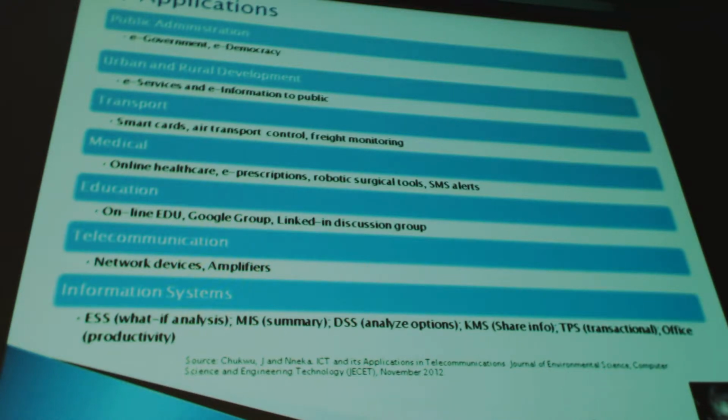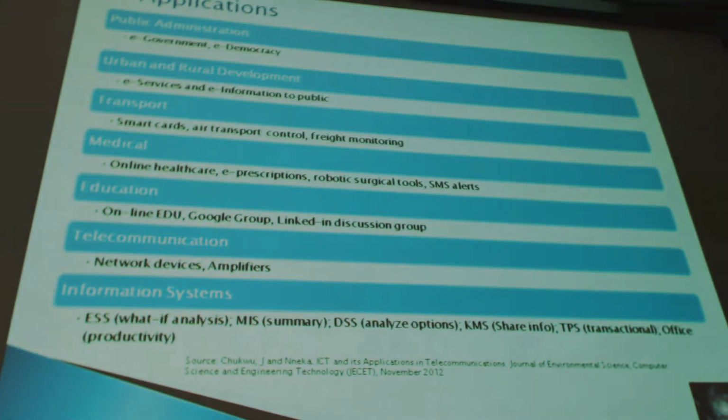DSS, Decision Support System, and for low-level analysis using business intelligence tools. KMS, Knowledge Management System, sharing information for collaboration. TPS, Transaction Processing System for online billing, payroll, purchasing. Office productivity, that you are using VPN software and you are using software on your desktop. These are productivity software for local and remote employees.